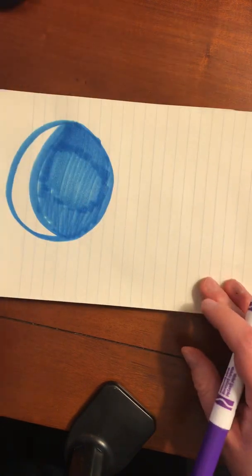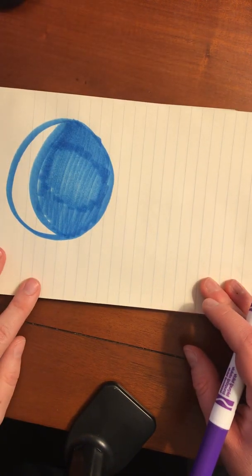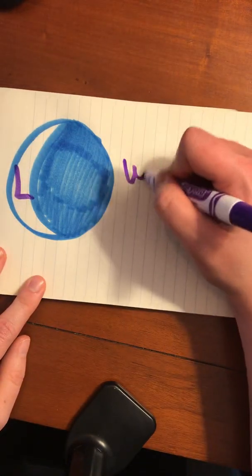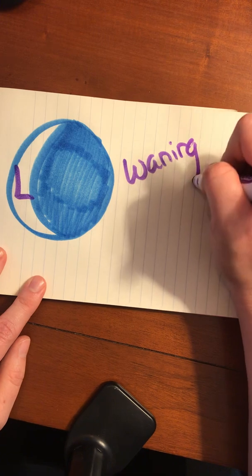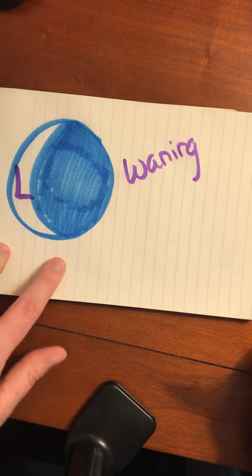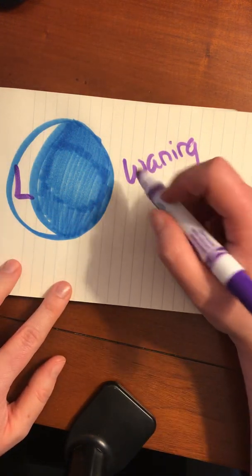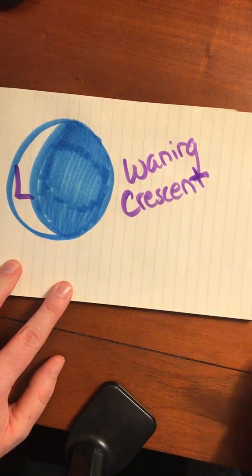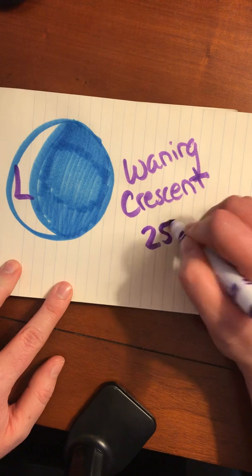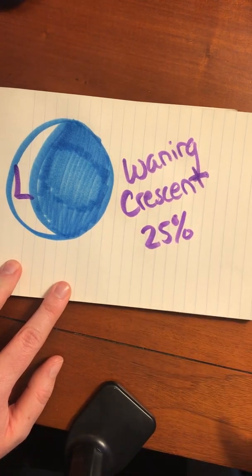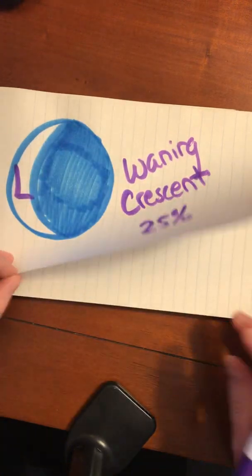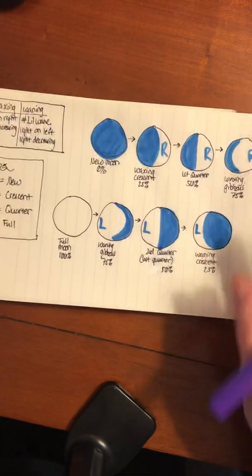Okay. What if we get a moon that looks like this? Light is on the left. That tells us that it's waning. What shape is that? It's shaped like a crescent roll. It is a crescent moon. It's 25% illumination. Not quite totally dark, just that little 25%. And that's it. So your finished product should look something like this.